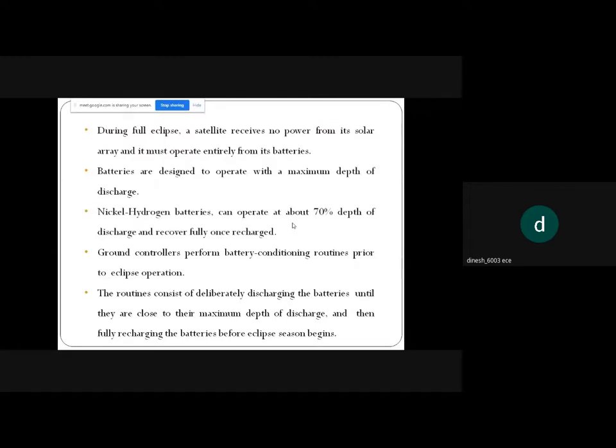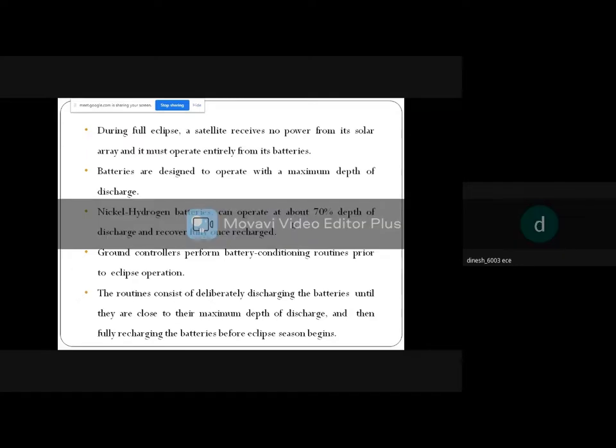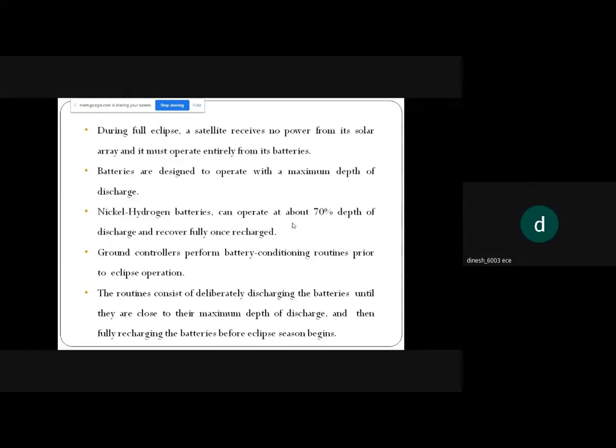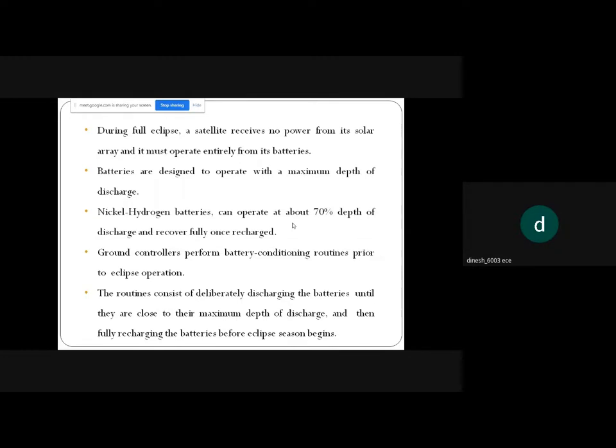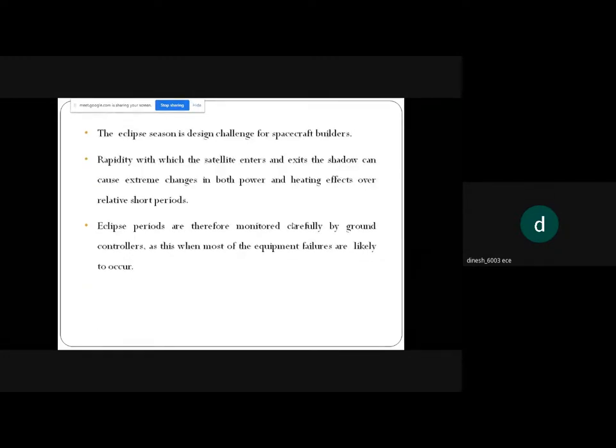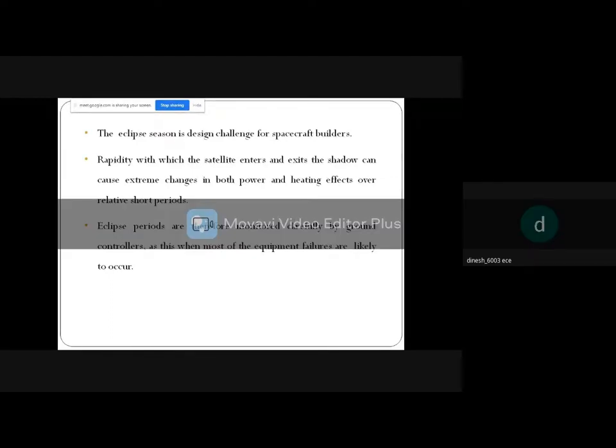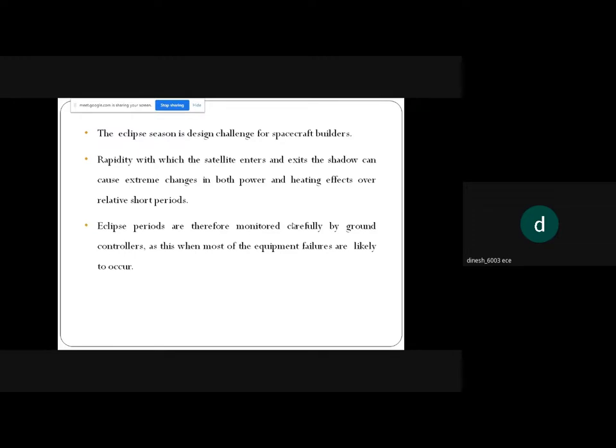So ground controllers perform battery conditioning routines prior to eclipse operation. They send information to the batteries for maintaining continuous monitoring. The routines consist of deliberately discharging the batteries until they are close to their maximum depth of discharge, and then fully recharging the batteries before eclipse season begins. After the eclipse, the satellite will be operating from solar power. So the eclipse season is a design challenge for spacecraft builders. The rapidity with which the satellite enters and exits the shadow can cause extreme changes in both power and heating effects over relatively short periods. So the eclipse periods are monitored carefully by ground controllers, as this is when most of the equipment failures are likely to occur.